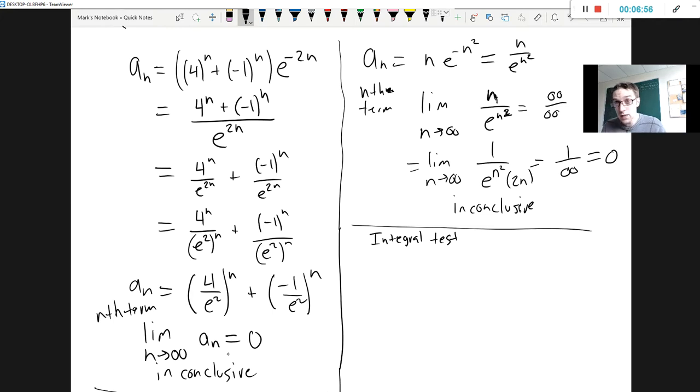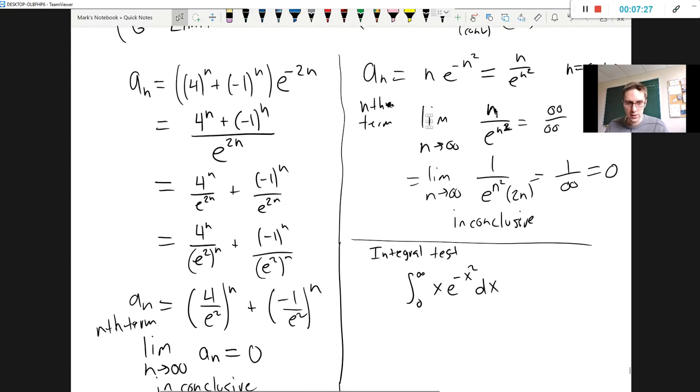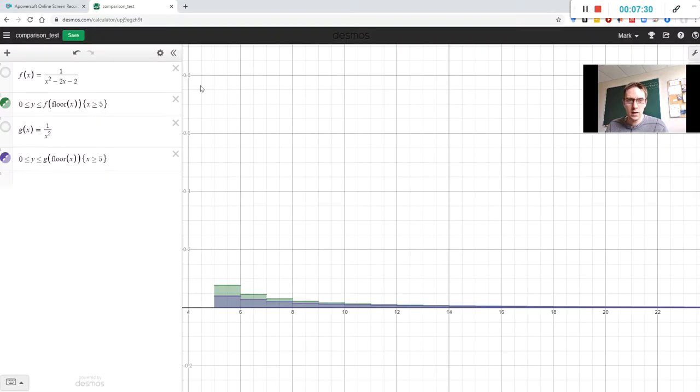Let's compare to the integral from, let's assume we're going from n equals, sure, let's go 0 to infinity. So the integral from 0 to infinity of the function x e to the negative x squared dx. If we can show that that converges, then we'll know that our sum converges. And if we can show that that diverges, we'll know that our sum diverges. Assuming that our function is actually positive, decreasing, and continuous.